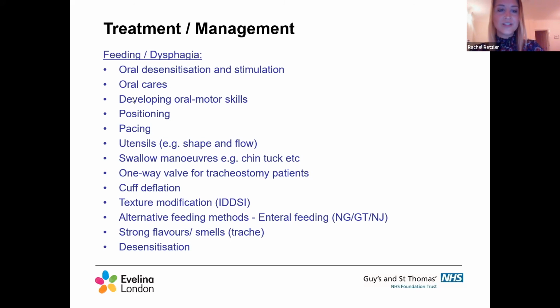For our tracheostomy patients, we may consider the benefits of a one-way phonation valve if they're appropriate for an assessment. We may look, as an MDT, at whether a child can tolerate cuff deflation if they have a cuff and need a cuff. We're going to look at IDDSI for texture modification and fluid modification, and we're going to be looking at whether a child needs enteral feeding, such as nasogastric tube or gastrostomy, and whether a child needs changes to the types of food they're having, possibly needing changes in flavors or smells. So lots of different things that we can do as SLTs to help our patients.